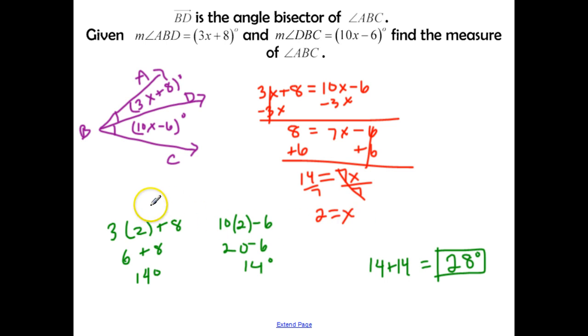Then, if you want to double check to make sure you got it right, substitute the 2 back in for x in both expressions, and we should have gotten them to be the same. They're both 14, which means we did it right. So then you can just add 14 and 14 to get 28.